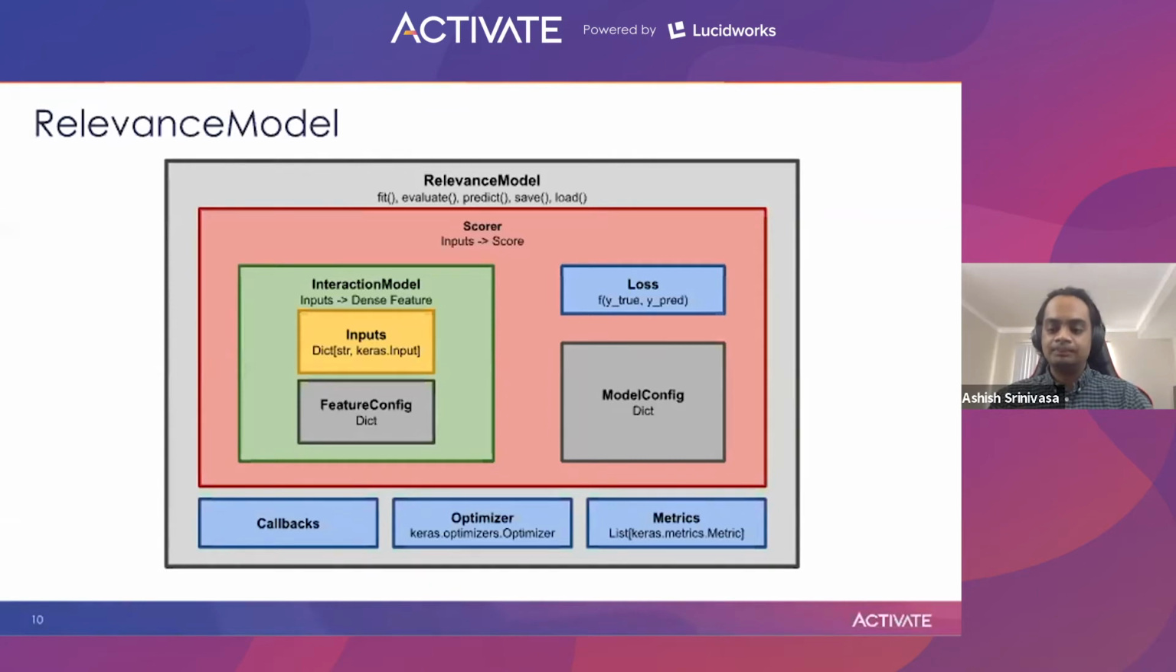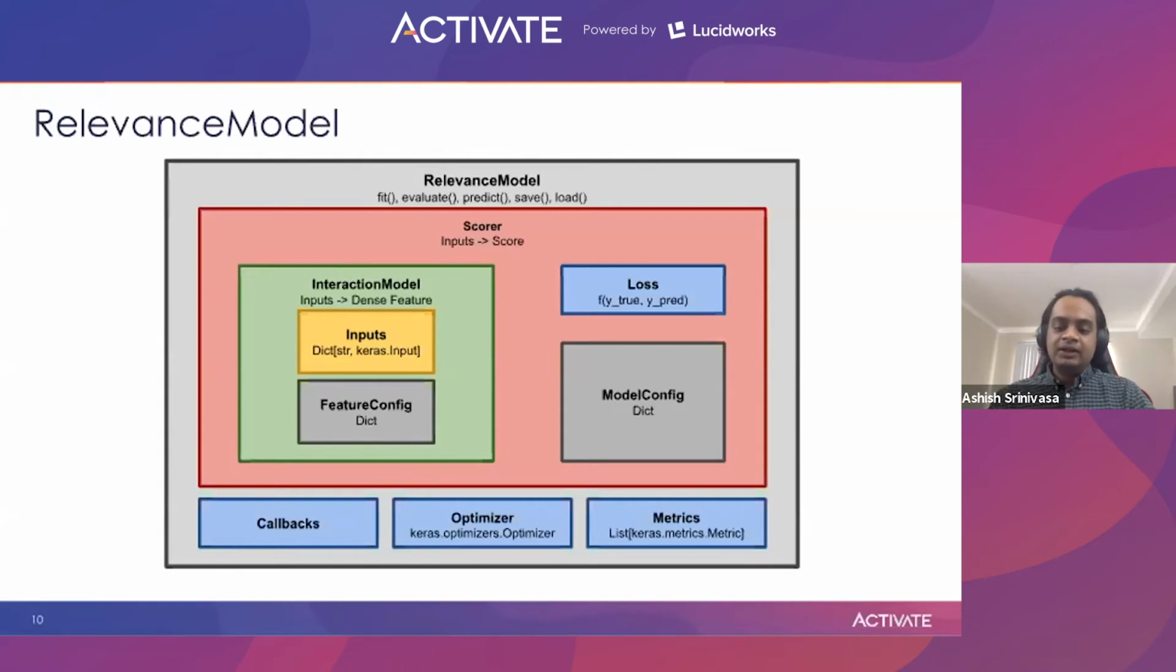The relevance model thus defined can be used with fit, predict, evaluate, save, and load, similar to a high-level Keras API. The most important aspect of this design is that each of these blocks can be heavily customized as you see fit. This means that one can easily define custom loss functions and track complex evaluation metrics that are specific to your organization by overriding these individual blocks.